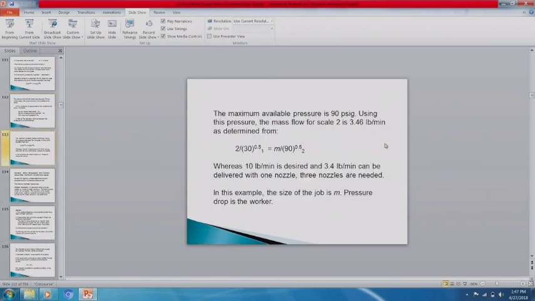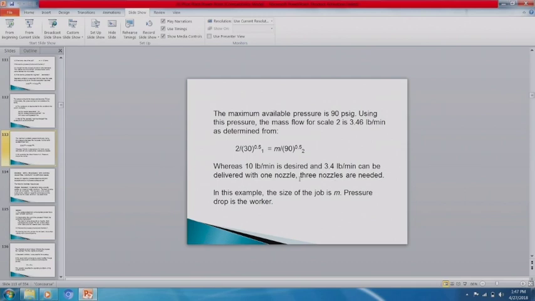So the next question is, what is the maximum pressure that we do have? And so we have 90 pounds of pressure drop, sorry. And now we are going from a mass flow rate of 2 to 3.49. In other words, we put in the 2, we put in the 90, and calculate the M. So we're looking for 10 pounds a minute. We can get 3.4 out of one nozzle, and now we probably need 3 nozzles.